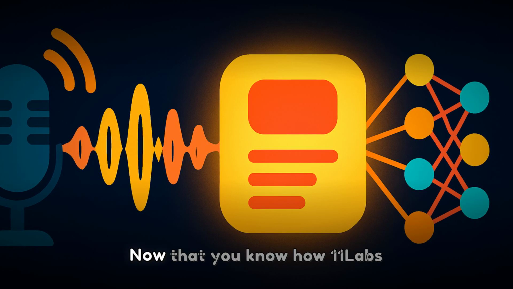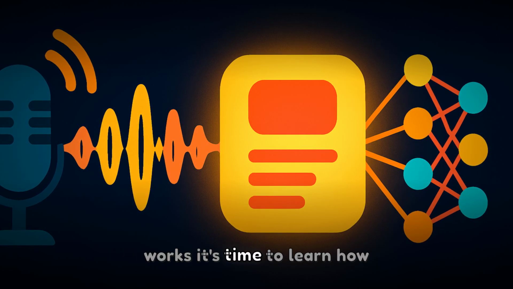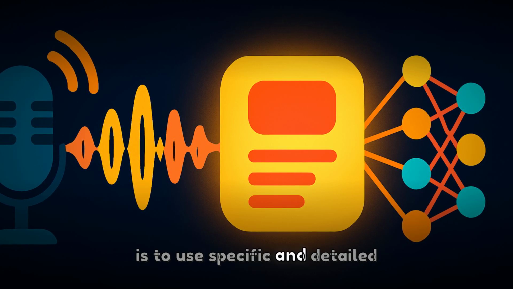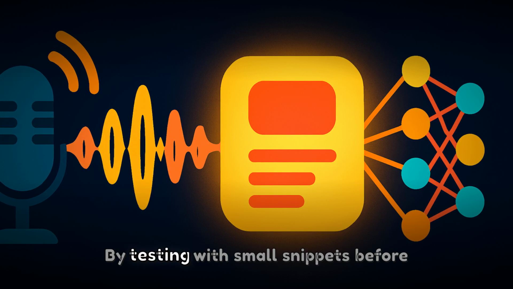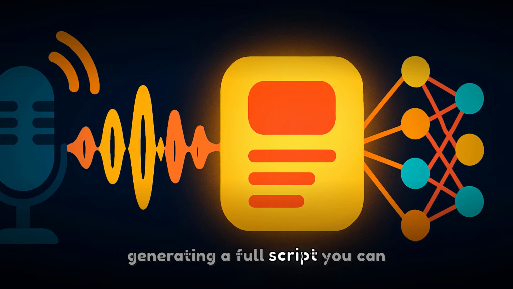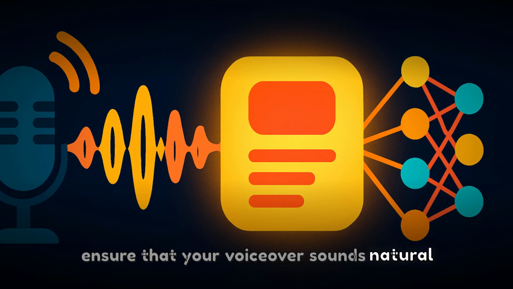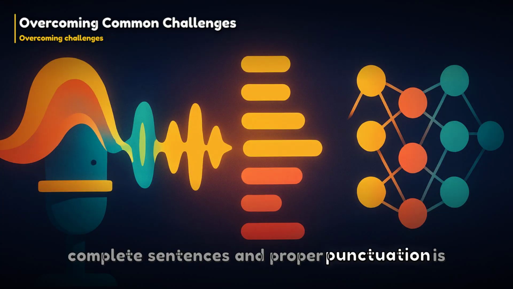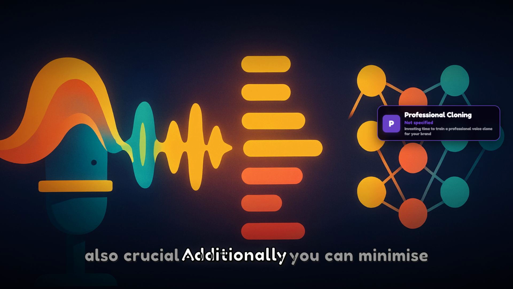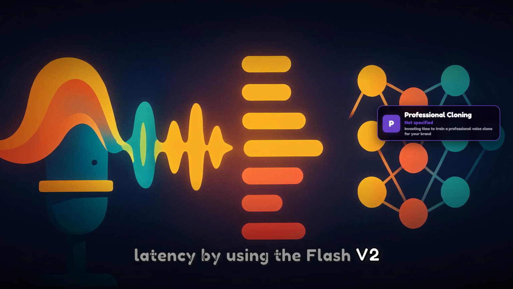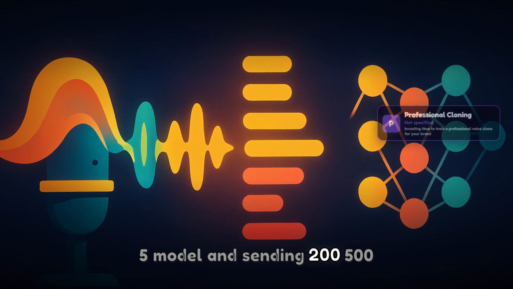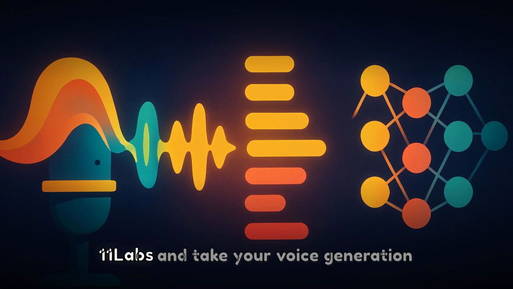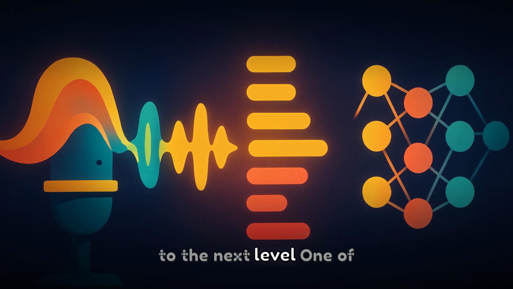Section 3. The shift. Now that you know how ElevenLabs works, it's time to learn how to use it to save time and make more money. The key is to use specific and detailed prompts to get the best results. By testing with small snippets before generating a full script, you can ensure that your voiceover sounds natural and engaging. Optimizing quality by using complete sentences and proper punctuation is also crucial. Additionally, you can minimize latency by using the Flash V2.5 model and sending 500 character chunks. With these tips, you can unlock the full potential of ElevenLabs and take your voice generation to the next level.